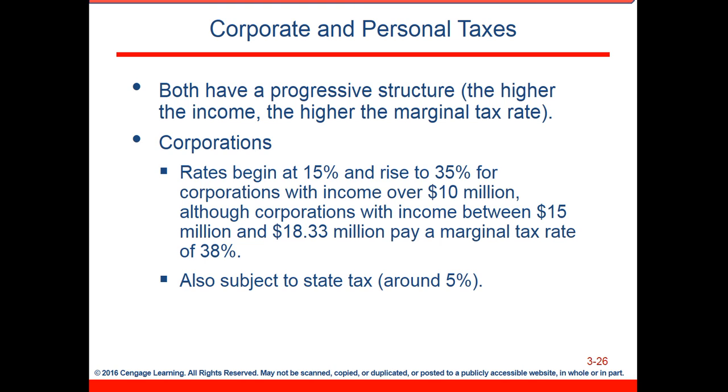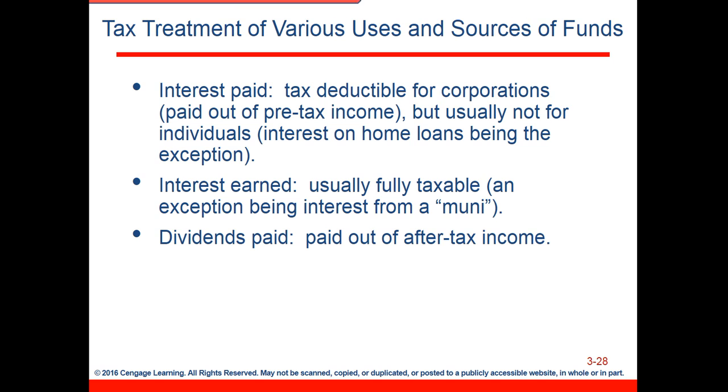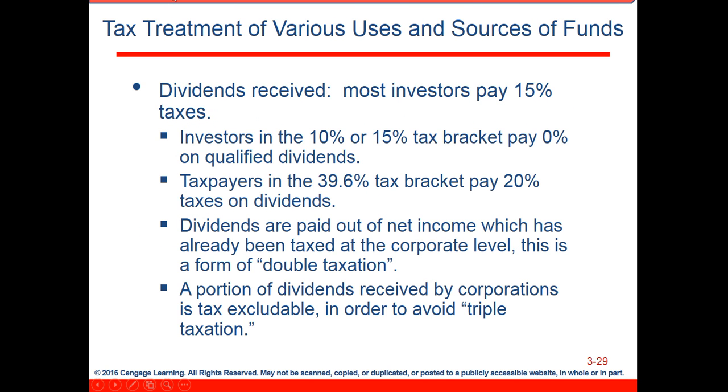The taxation, both corporate and personal, has a progressive structure. What that means is the higher the income, the higher the marginal tax rate. So for given specific income ranges, there are specific tax brackets. And the last three slides of the presentation briefly talk about the tax treatment of various uses and sources of funds.